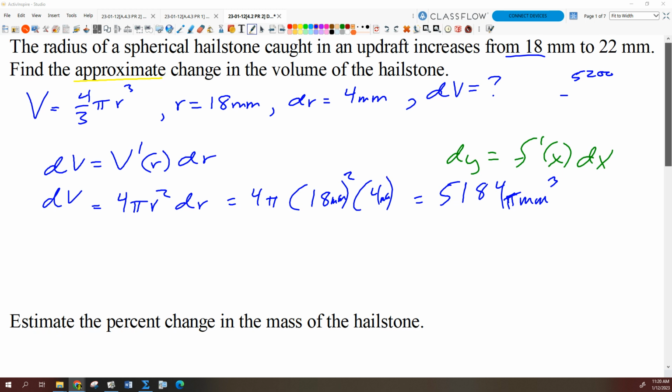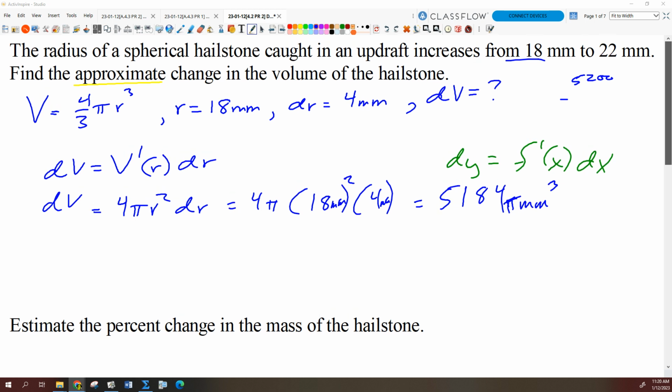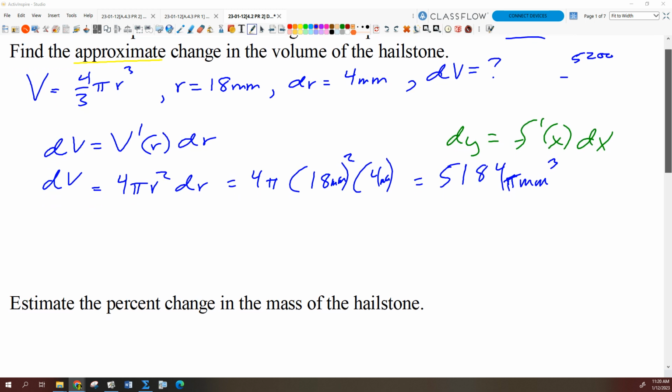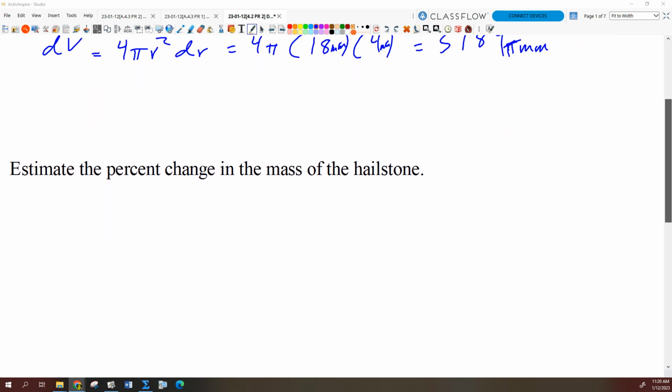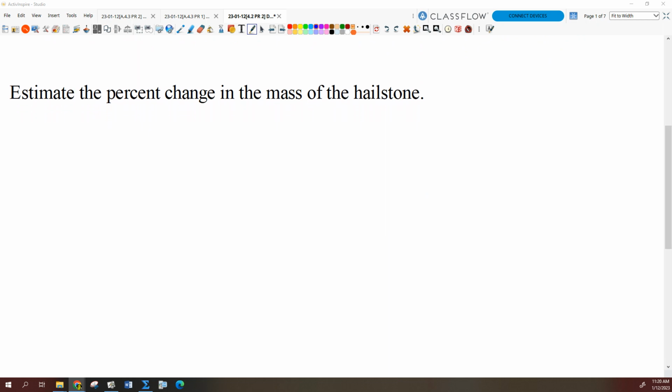Okay, so does that part make sense? Okay. So then we found the approximate change in volume of the hailstone. Estimate the percent change in the mass of the hailstone. Well, I changed to mass, but what's our trick here?